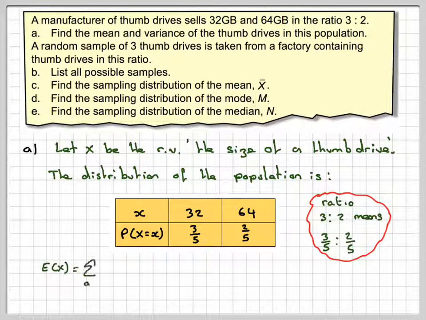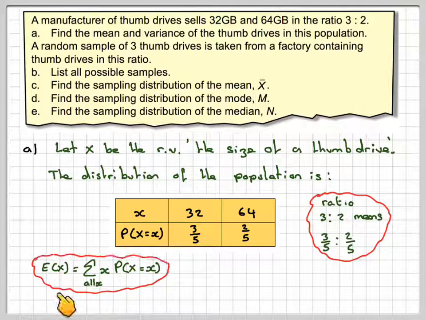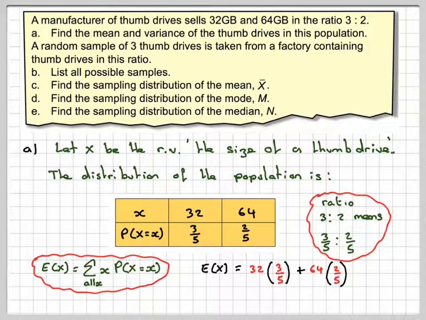Now, the expectation, or the mean, E of x is the sum over all x of x times the probability x is equal to x. So it's going to be 32 times 3/5 plus 64 times 2/5, which gives me 44.8 gigabytes. Notice it has to be somewhere between 32 and 64.